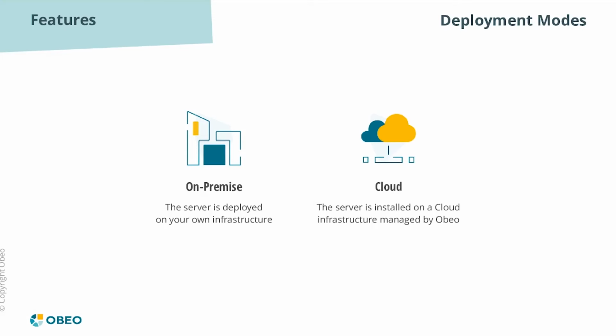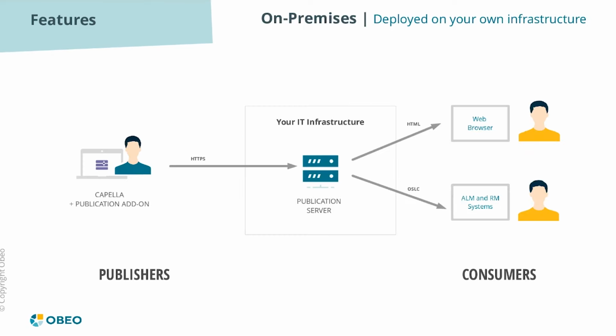Okay, just a few words about the deployment of all that. We propose either an on-premises deployment, where you purchase the tool and then you install it on your own server within your own infrastructure, or in the cloud, within the Cloud for Capella Obeo offer, where Obeo manages the cloud infrastructure. So the on-premises deployment looks like that.